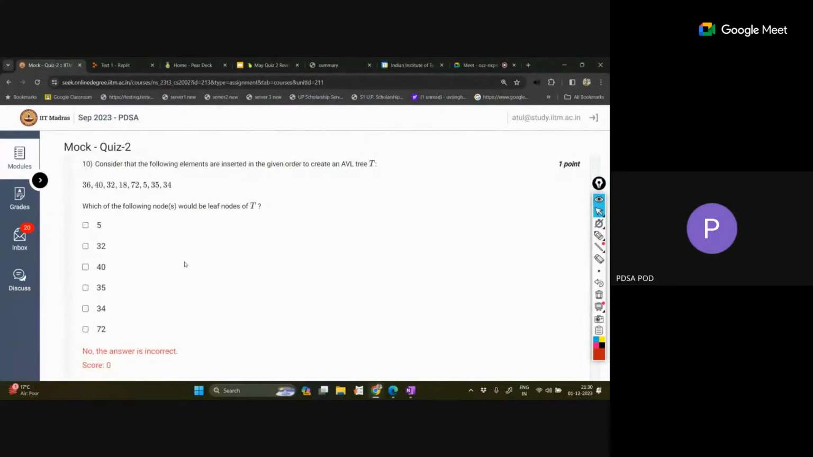Okay, so I am creating the AVL tree for this. What is the process to solve this? We will take one element every time and insert one element at a time. After that, we will check whether our tree is balanced or not, and we will follow this process.